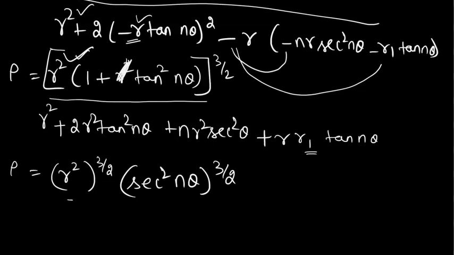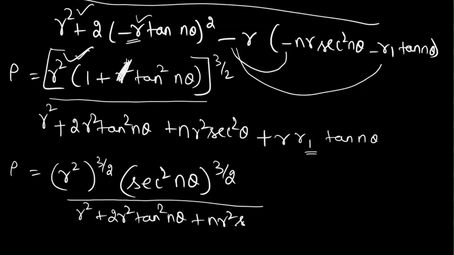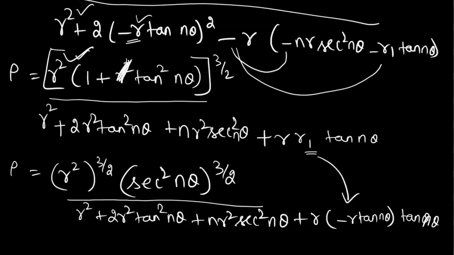And this is the numerator, and coming to the denominator, again we have to rewrite everything. R square plus 2r square tan square n theta plus n r square secant square n theta. I missed the n here. Secant square n theta plus r into, instead of r1, again I'm substituting this. What is r1? Minus r tan n theta. Outside one more tan n theta is there. Tan n theta. This r1 I have just substituted.